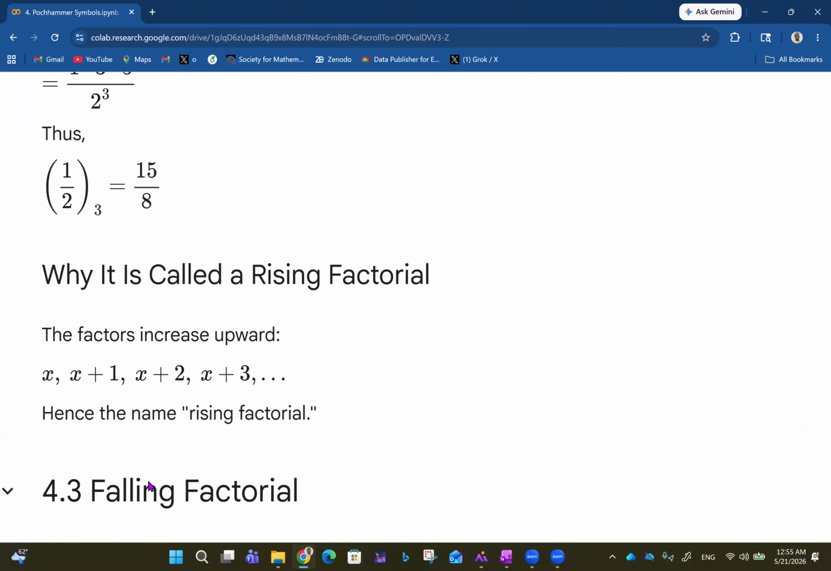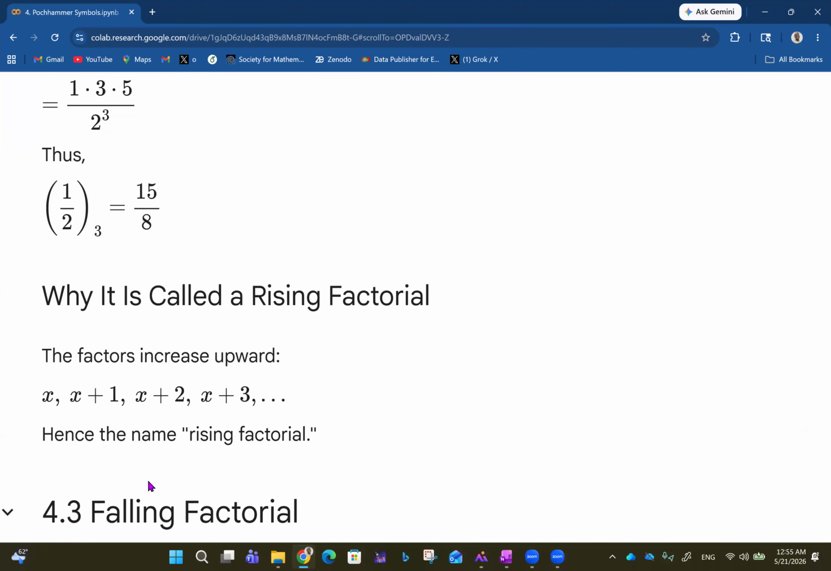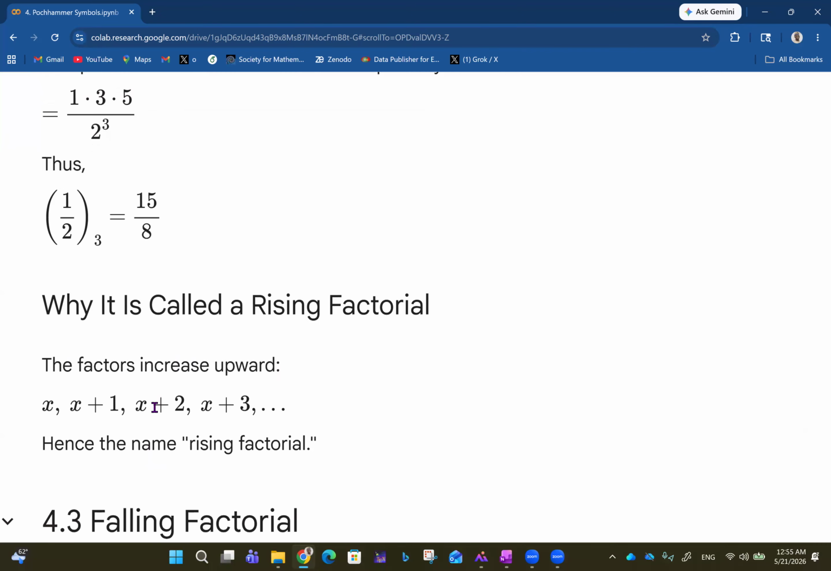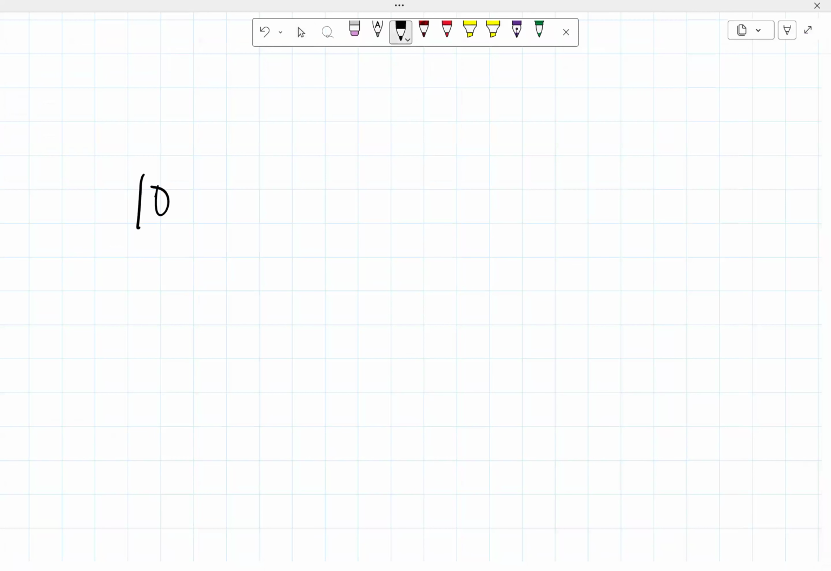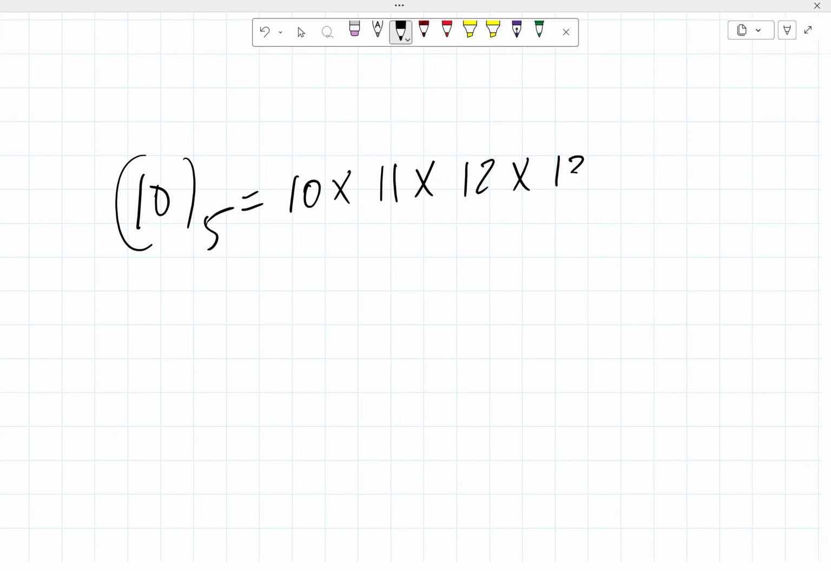Now, why is it called a rising factorial? The factors increase upwards. So you have x plus 1, x plus 2, and so on. Hence the name rising factorial. In essence, if we need 10 sub 5, we are saying that should be 10 times 11 times 12 times 13 times 14. That's 1, 2, 3, 4, 5 factors.